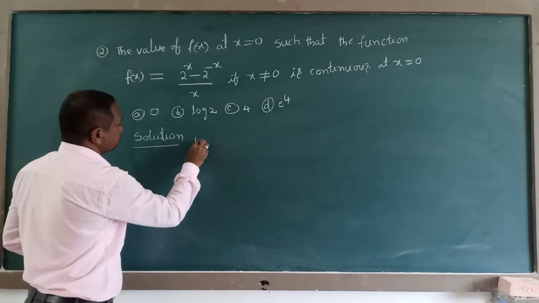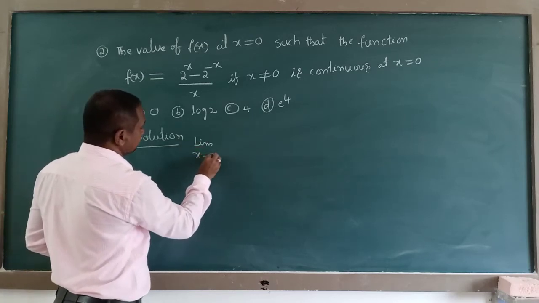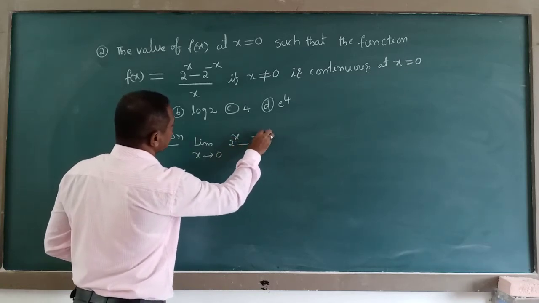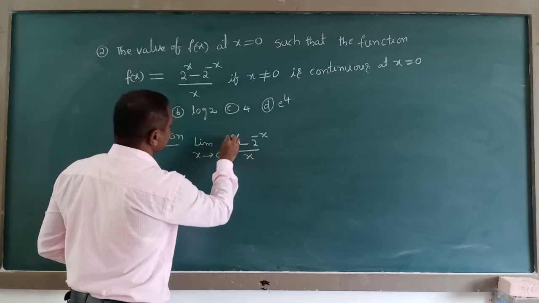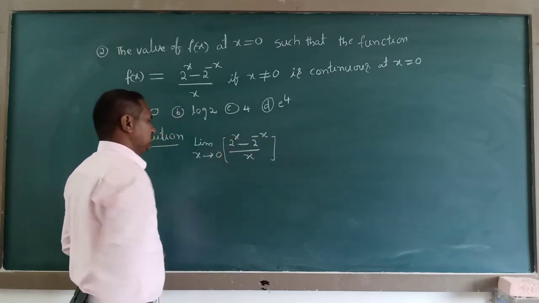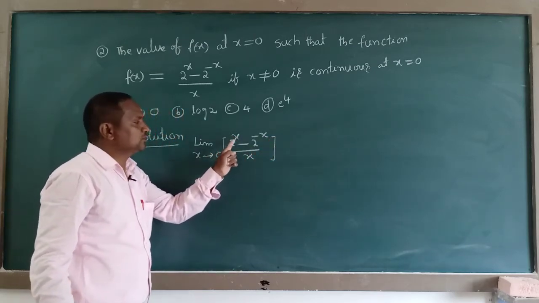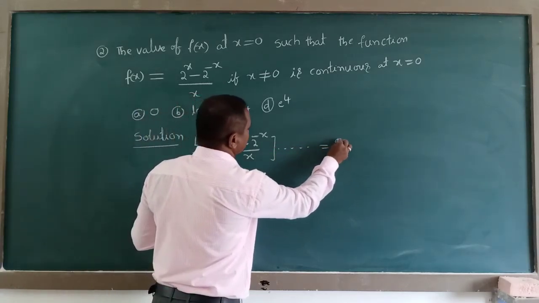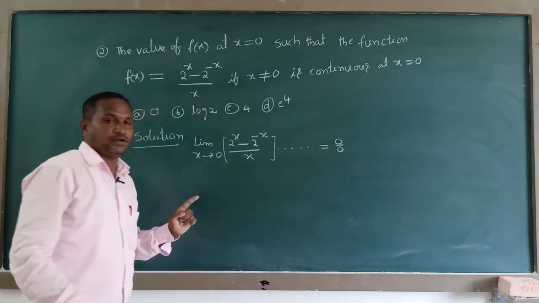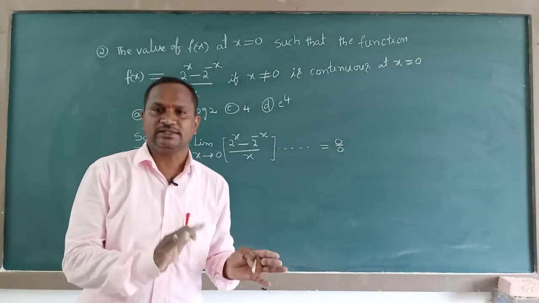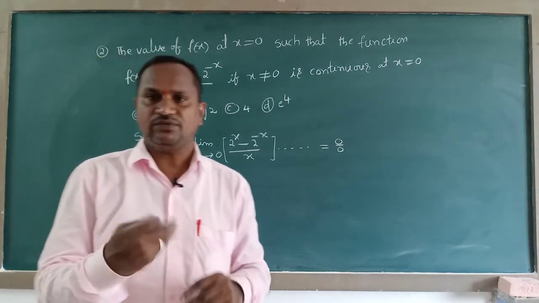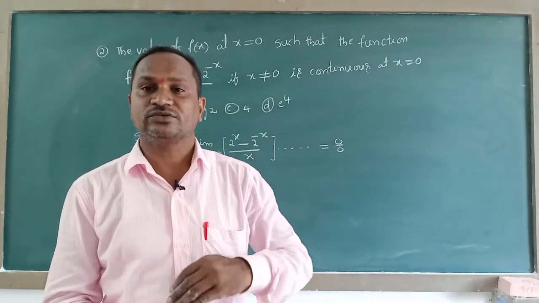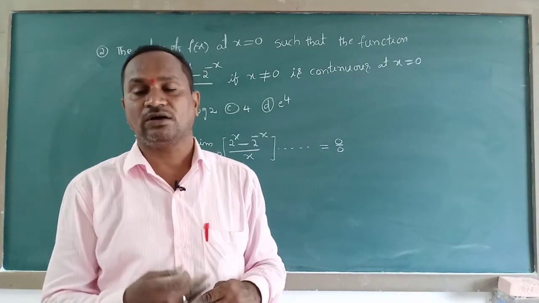limit x tending to 0 of 2 to the power of x minus 2 to the power of minus x, whole divided by x. If we directly substitute 0 in place of x, we finally approach a 0 by 0 form. But we should not get those forms. In the previous class I already told you, whenever you see indeterminate forms in a question, try to avoid them by applying one of the operations.